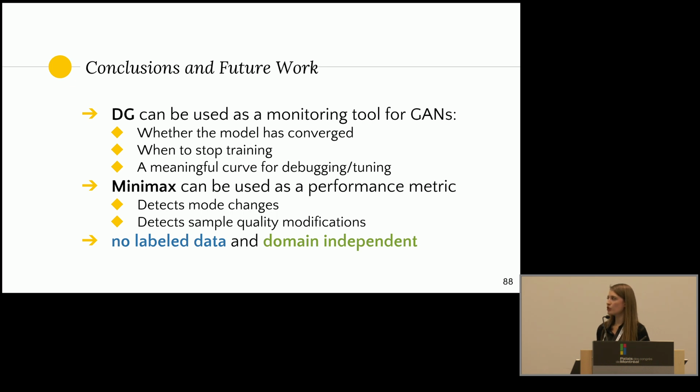In turn, if you're just interested in the performance of the generator, you can use the minimax metric, and it detects mode changes, and it's also very sensitive to sample quality. And the good part is that it requires no labeled data. It's domain independent, so if you're training a GAN on some specific domain, you can easily use it without any modification. And it can be applied to any GAN formulation as long as it's minimax-based.